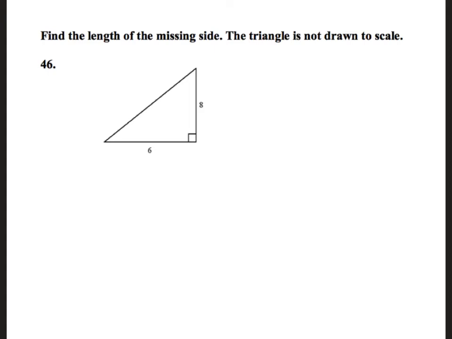Hello, we are doing numbers 46, 47, and 48 of our final review. Again, we're preparing for the final. It says find the length of the missing side. We are going to use the Pythagorean theorem, which is a squared plus b squared equals c squared. Remember, c is your longest side, across from your right angle. So that's what we're looking for.